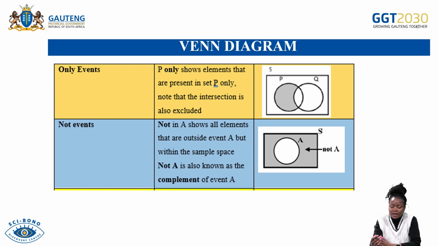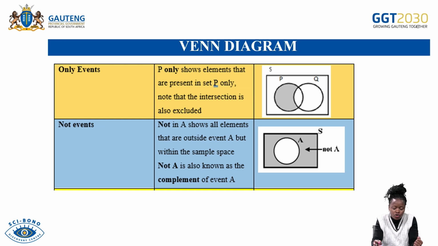So Venn diagrams, again, you did Venn diagrams in grade 10. So here it is just a revision. So let's look at the examples that I've given you. When they only shade in P, they are only talking about event P, specifically event P, not event Q. Event Q is excluded and the outside part is also excluded. So if it's only shaded in P, it means we are saying P only. We are talking about the event P only, right?